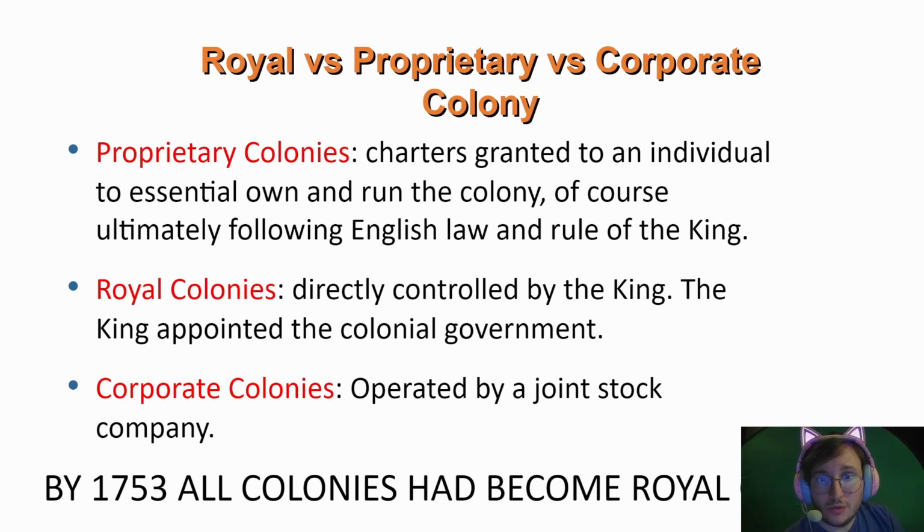The corporate colonies were run by joint stock companies, which are groups of investors who pooled their resources together to fund the colony's establishment and operation. Again, by 1753, all colonies are royal colonies, which is going to consolidate the crown's power over the colonial administration.